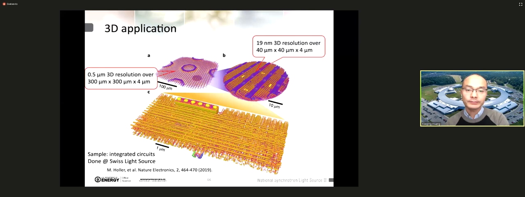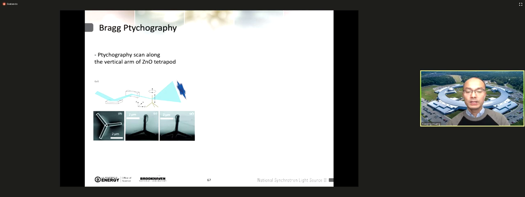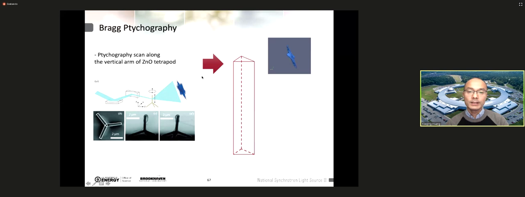Again, the same technique can be applied to crystals. In this case, we measured a zinc oxide tetrapod. It has four legs, three touching the substrate and one standing up leg. We measured this standing up leg. The incident X-ray beam shines at different locations of the standing rod, and we rock the sample and collect 3D diffraction data.